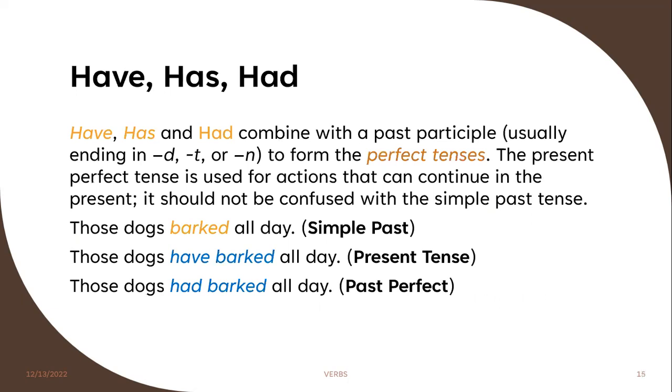Have, has, and had combine with a past participle, usually ending in D, T, or N, to form the perfect tenses. The present perfect tense is used for actions that can continue in the present. It should not be confused with the simple past tense. So we have, those dogs barked all day, simple past tense. Those dogs have barked all day, actually, this should be present perfect tense. My apologies. And then we have, those dogs had barked all day, which is the past perfect tense.